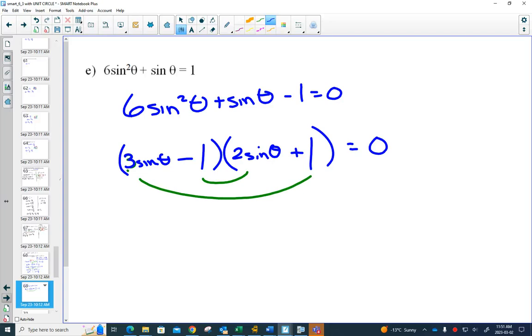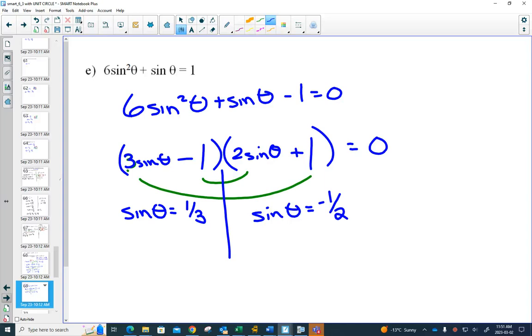Again, if you are struggling and the factoring is not working for you, you can use the quadratic formula. And I'm going to add a question that uses the quadratic formula after this one so that we can see what that looks like. But to finish this one off, now that it's factored, this one could equal 0 if sine of theta was 1/3. This one could equal 0 if sine of theta was -1/2.